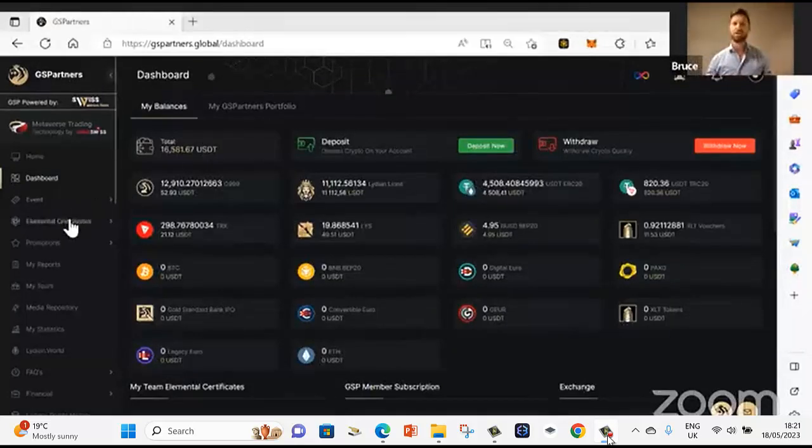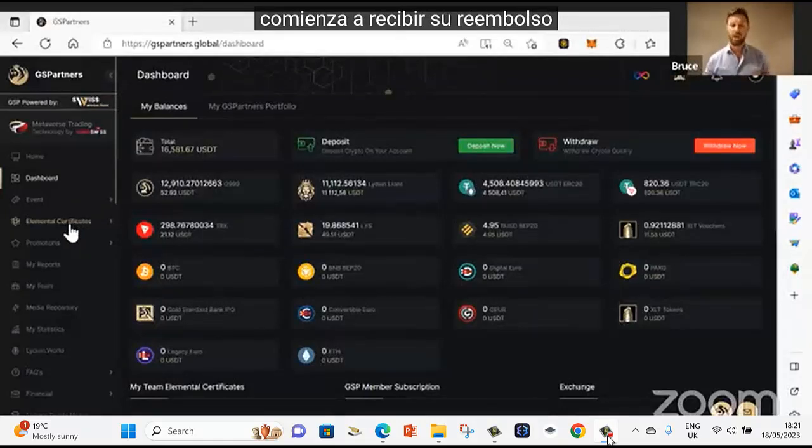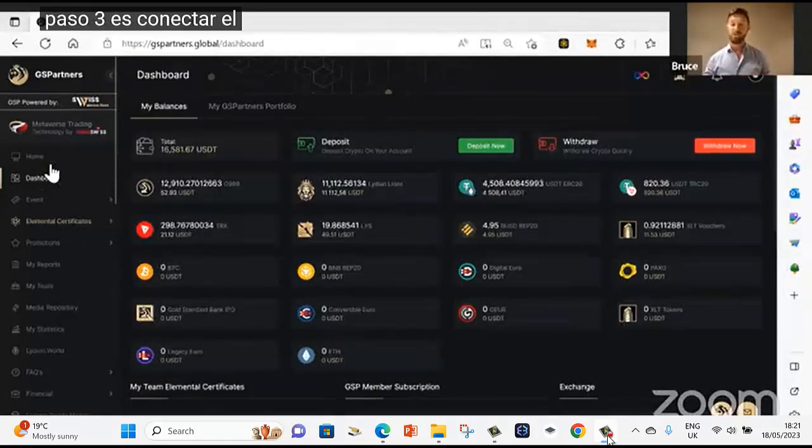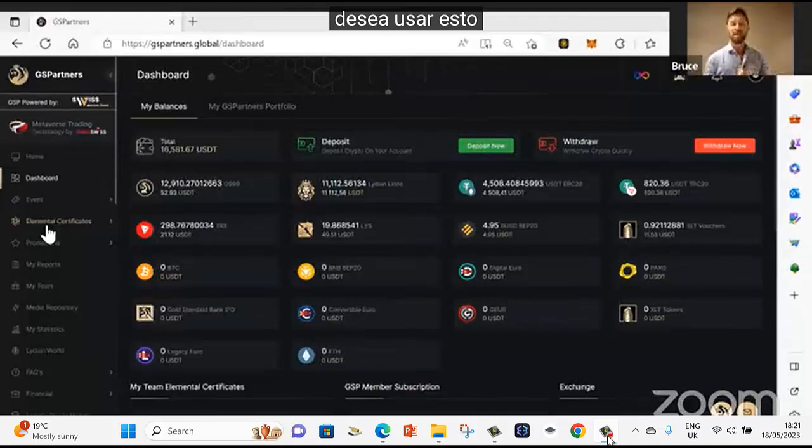So I'm going to come across to the left-hand side of the screen here where the elemental certificates are. There's a huge amount of information on the left here. We're not going to go through all of this now. We want to stay focused on the core product that launched 4 days ago.